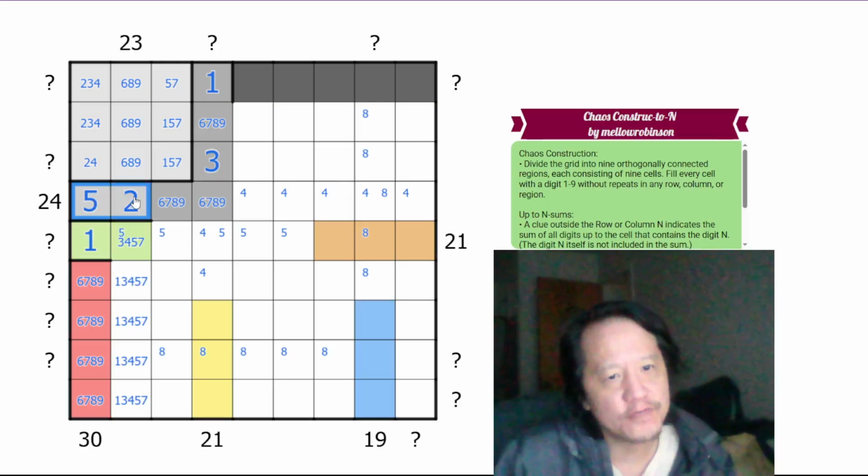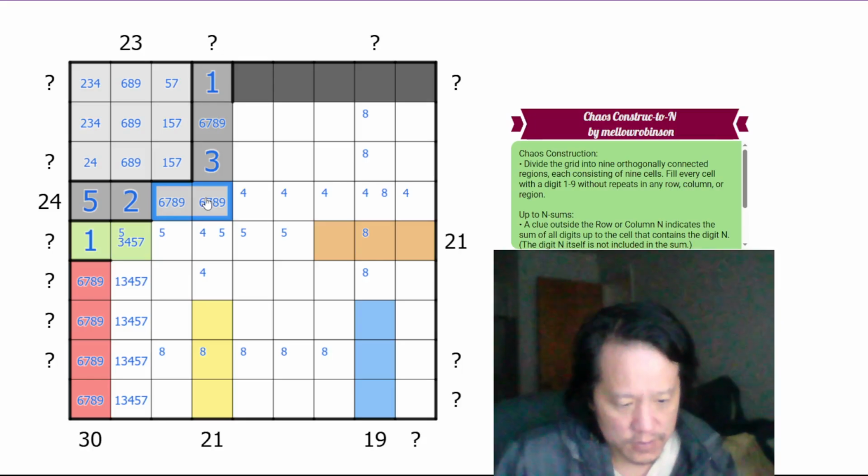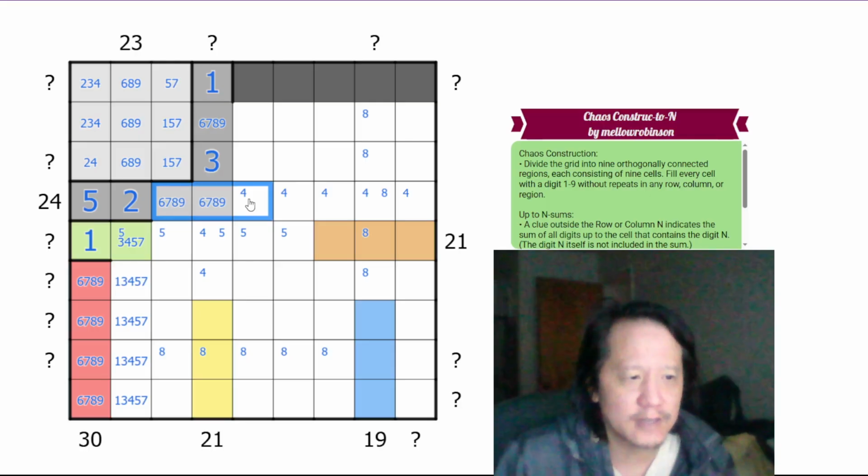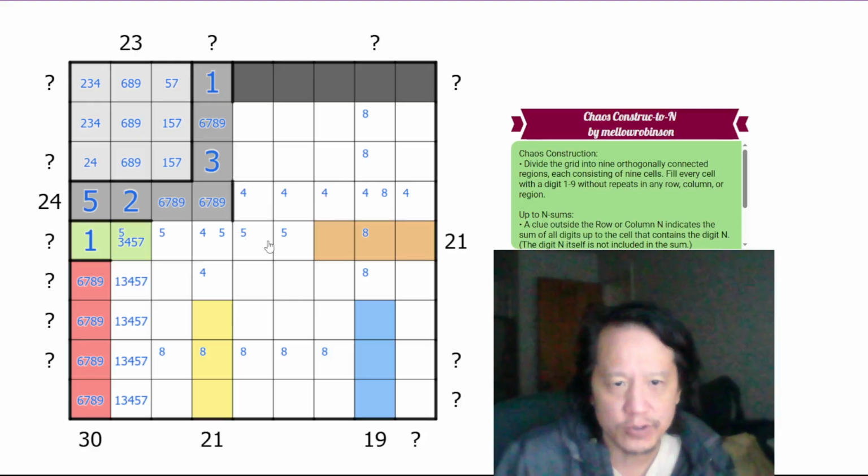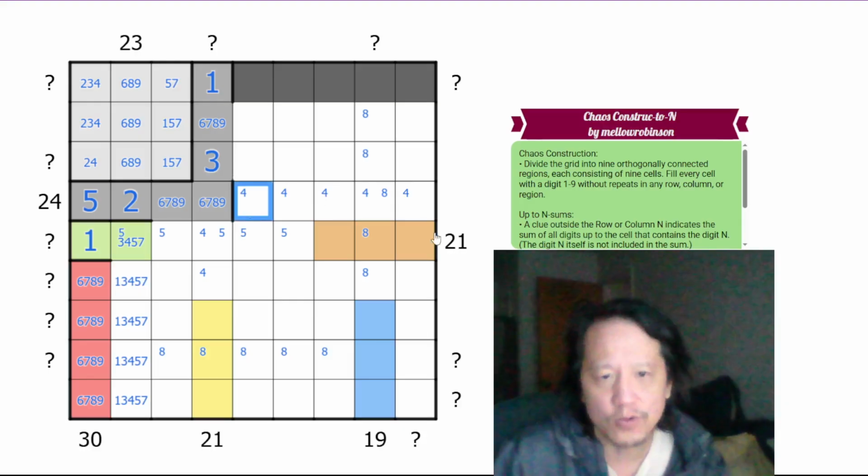So 7, I think it has to be 2 digits here. Because if you try to have 3 digits, 6, 7, and 8 with 7, that's a minimum of 28, which is too big. So that has to be 2 digits. So this has to be a border here, and this must be a 4 here.